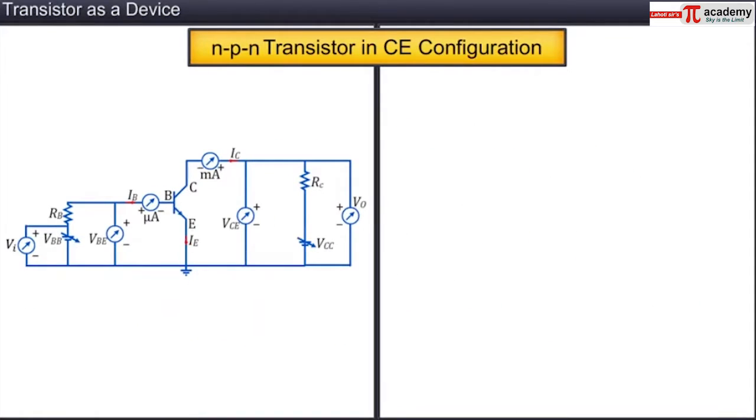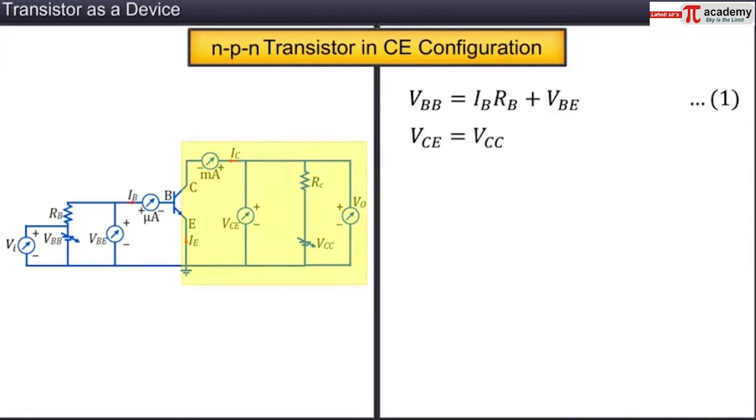On applying Kirchhoff's voltage rule to the input of the circuit, we get VBB is equal to IB into RB plus VBE. Let this be equation 1. And on applying Kirchhoff's voltage rule to the output of the circuit, we get VCE is equal to VCC minus IC into RC. Let this be equation 2.